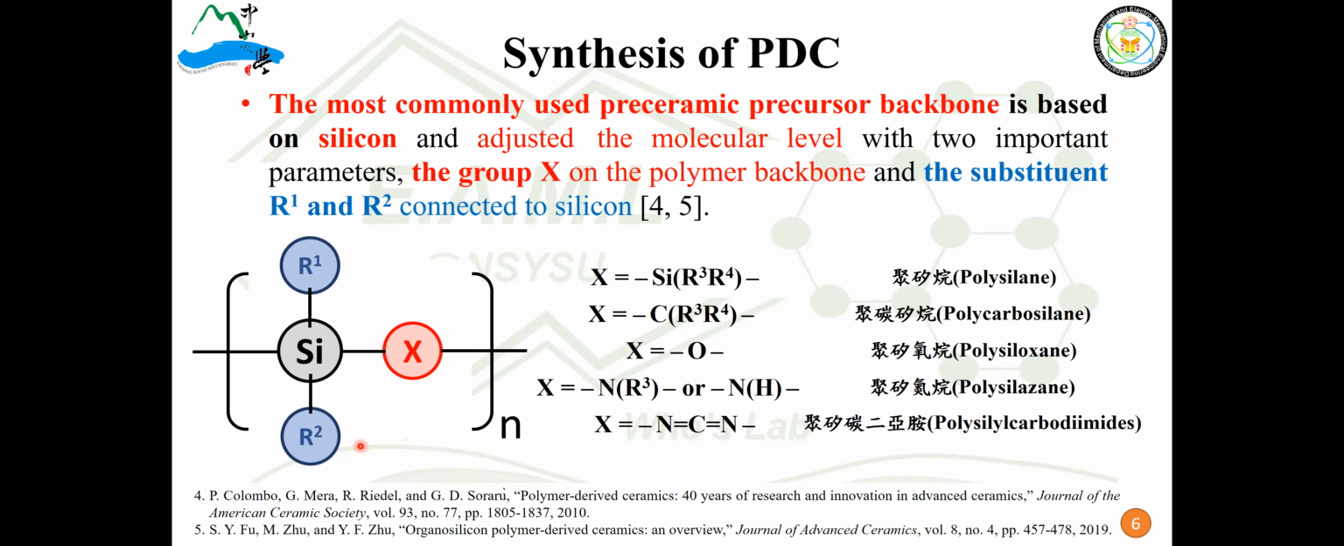We can call it PDC. It commonly uses a pre-ceramic precursor backbone based on silicon, and the molecular structure is adjusted with two important parameters: the group X, or functional group on the polymer backbone, and the substituents R1 and R2 connected to the silicon. Therefore, we define a ceramic type based on this functional group. For example, if it is a silicon carbon bond, we say it's a polycarbosilane, which forms silicon carbide after pyrolysis. If it's a silicon oxygen bond, we say it's a polysiloxane, and so on.